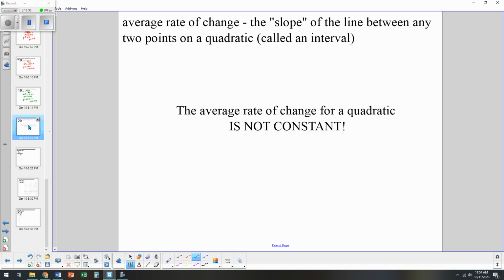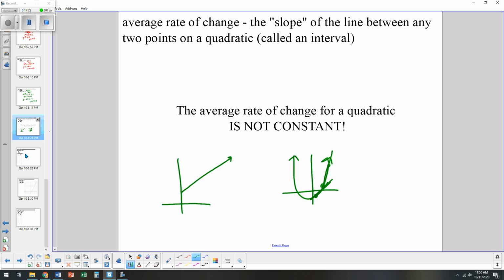The last thing we're going to talk about today is the average rate of change for a quadratic, which is basically going to be the slope of the line between any two points on the quadratic, called an interval. What we do need to know is the rate of change for a quadratic is not constant. A linear function is named linear because the rate of change remains constant. But in a quadratic, it depends on which two points you choose for your interval, because here and here I end up with a slope that looks something like this, whereas if I chose here and here, I would end up with a slope that's much more steep. So it changes as the intervals change.